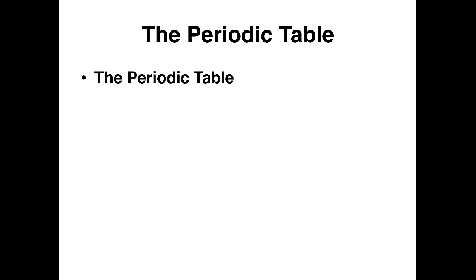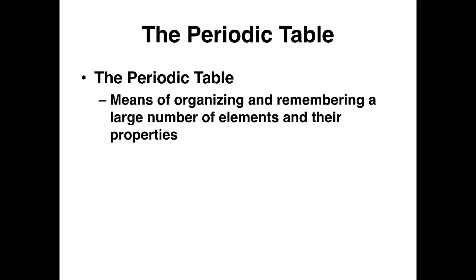When we talk about the periodic table, we have to talk about exactly how the periodic table was developed. The periodic table is a means of organizing and remembering a large number of elements and their properties. The periodic table is such a valuable instrument because without having to measure or memorize things about 50, 60, 70, 80 different elements, you can look at the periodic table and determine by where it resides on the table many aspects of its chemical properties.